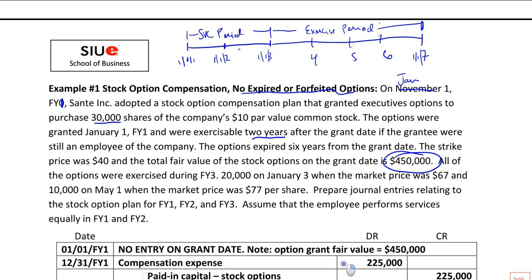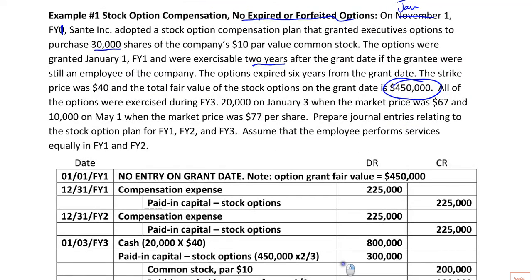So if none of them are forfeited over 2 years, our total compensation expense is going to be $450. But it's amortized over 2 years. So what we're going to see is $225 and $225 to compensation expense, and the offsetting credit is paid-in capital stock options.